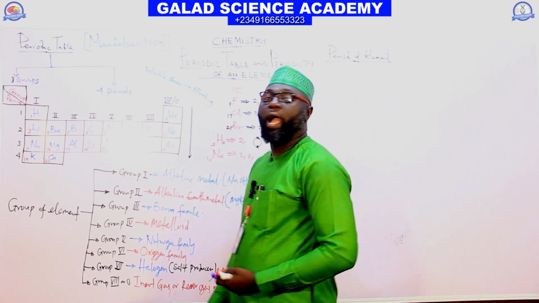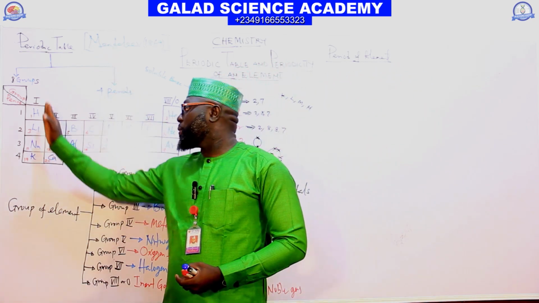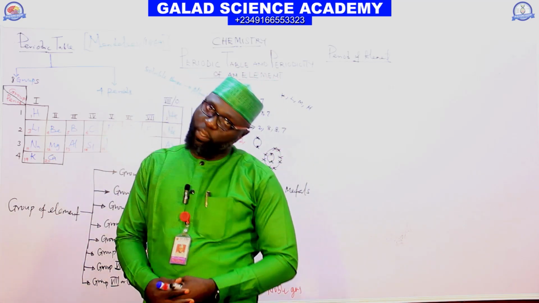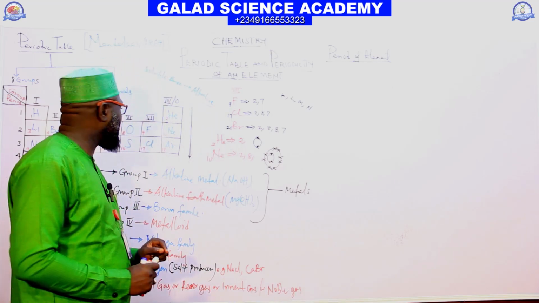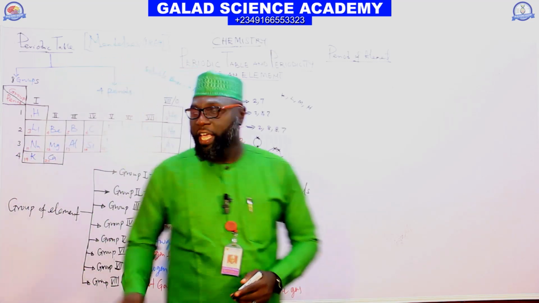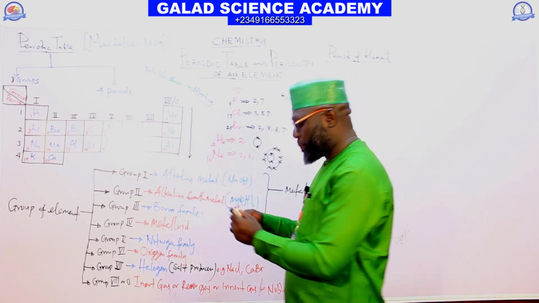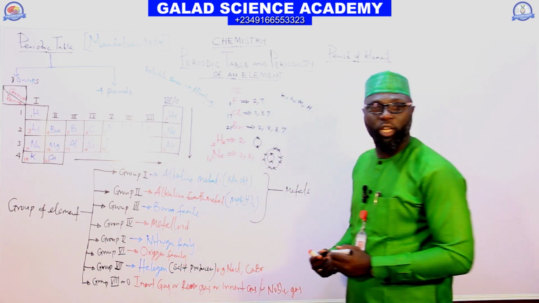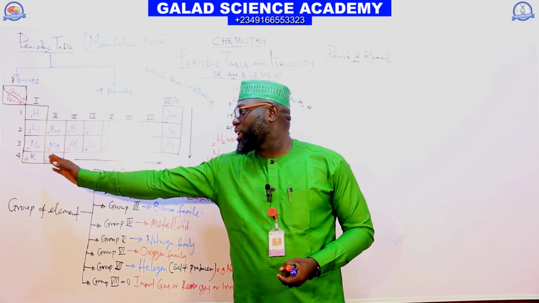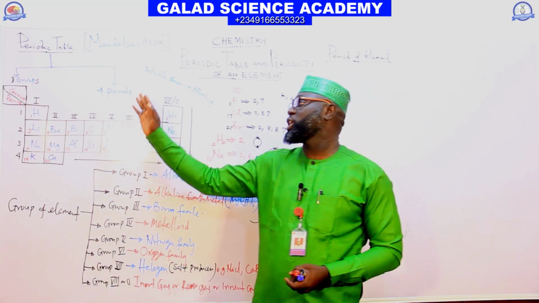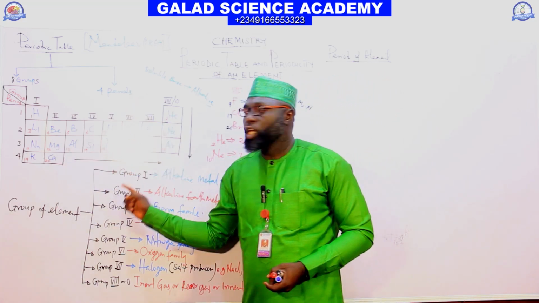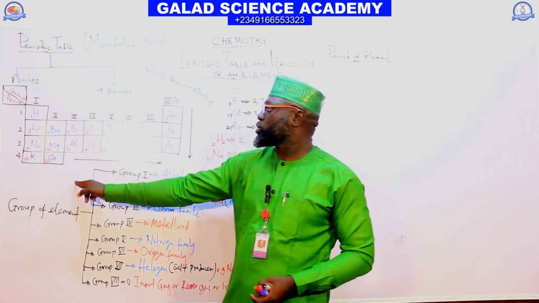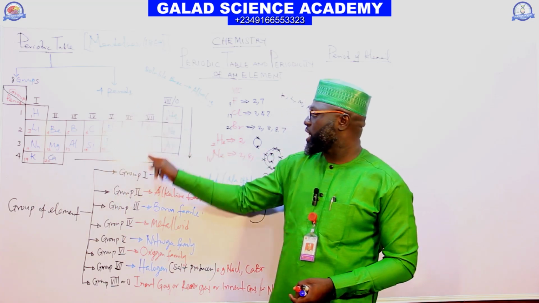If you remember, I said the group is the vertical arrangement of elements in the periodic table. What is a period? The period is the horizontal arrangement of elements in the periodic table. When we arrange elements along this line, which is horizontal in the periodic table, that is what we call a period. The group is vertical: this is first group, second, third, fourth, fifth, sixth, seventh, eighth.